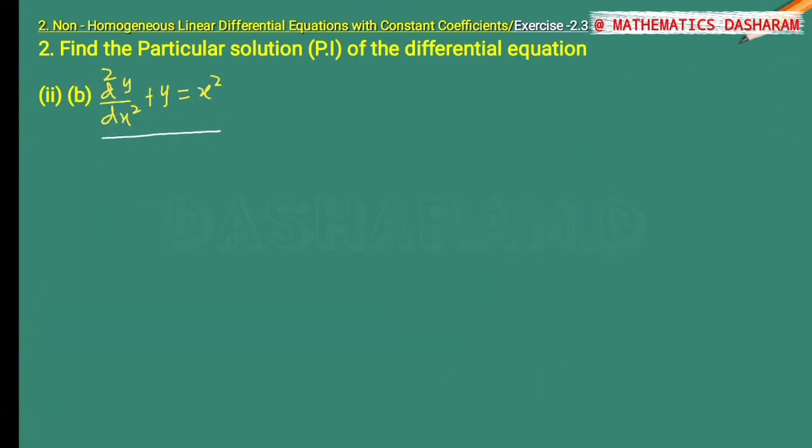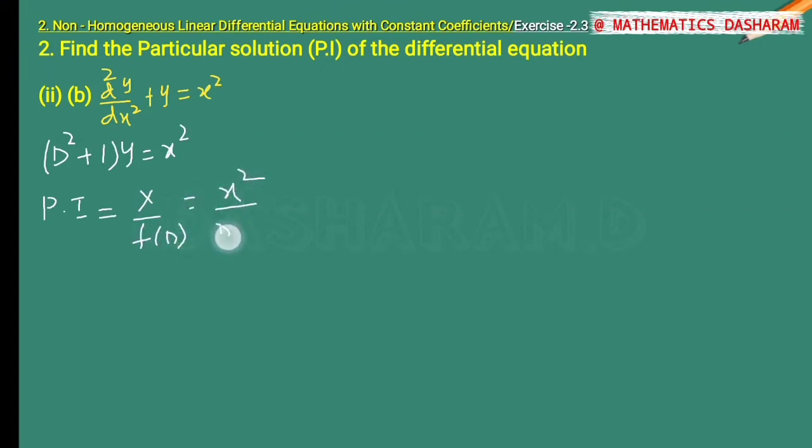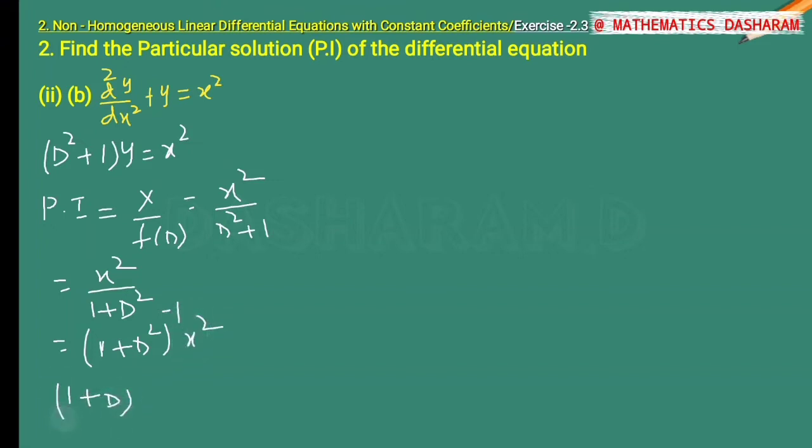Next question, d square y by dx square plus y equals x square. The symbolic form is (D square plus 1) y equals x square. The particular integral formula is X divided by f of D, so x square divided by D square plus 1, that is x square divided by 1 plus D square. Now (1 plus D square) whole power minus 1 into x square. The suitable formula is (1 plus D) whole power minus 1 equals 1 minus D plus D square minus D cube plus dash.